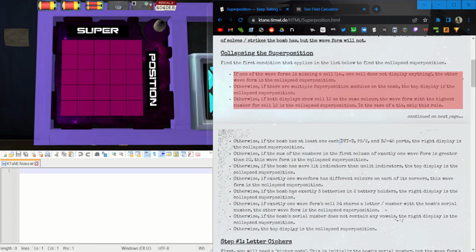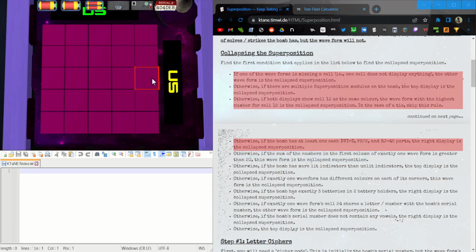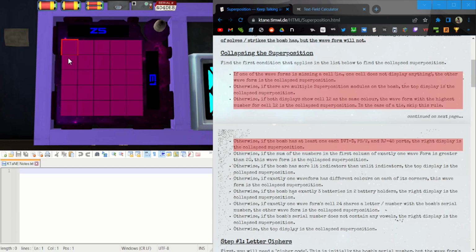If the bomb has at least one DVI port, PS2, and RJ, which means all three of these ports have to be present. That is not true. We do not have a DVI port. But the sum of the numbers in the first column in exactly one of the waveforms is greater than 20, you use that one. So the first column means this. So we're going to find all the numbers on the top display and on the right display and sum them up. Exactly one of them has to be greater than 20, not neither and not both. So it's like an XOR operation.